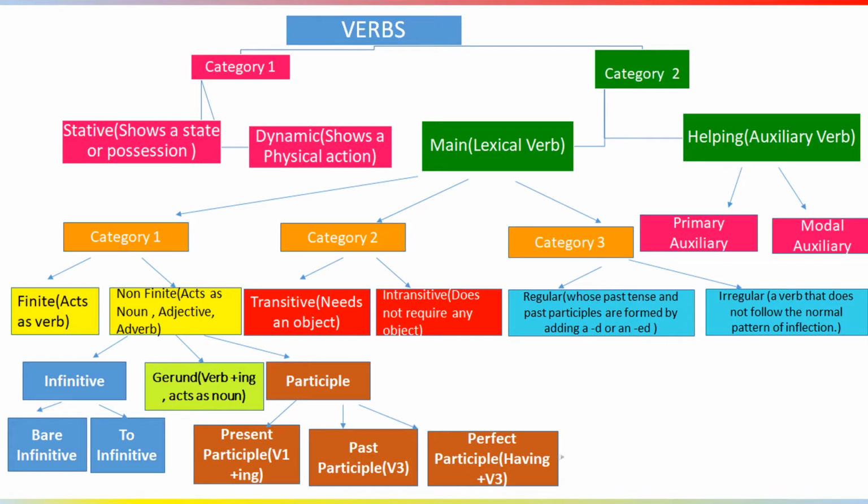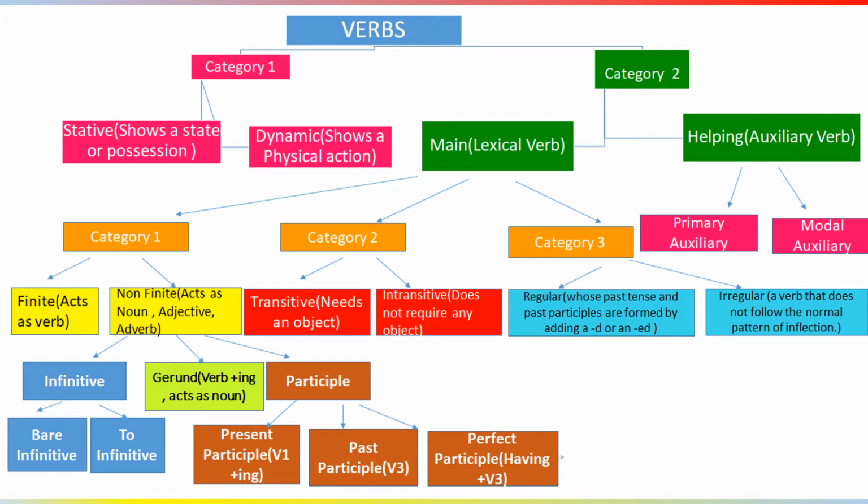The main verbs are further divided in various types according to three different categories. Category 1, finite and non-finite verbs. Category 2, transitive and intransitive verbs. Category 3, regular and irregular verbs. So let's talk about the category 1.